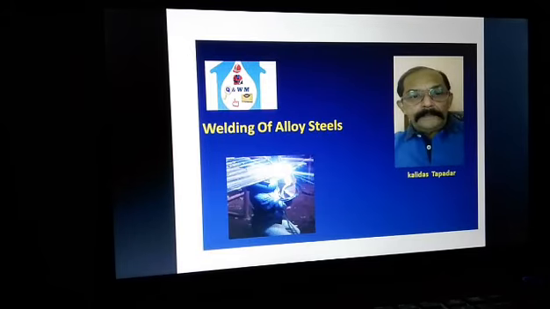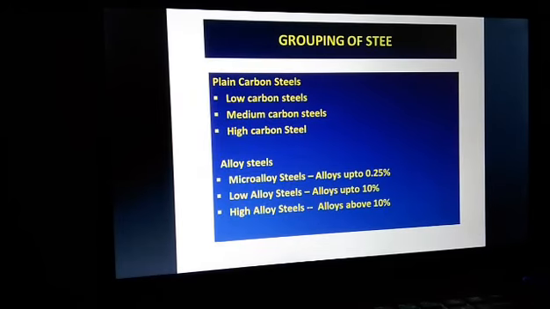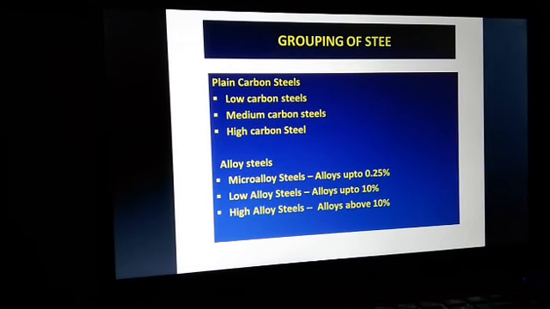Today we are discussing welding of alloy steel. Group of steel: plain carbon steel, low carbon steel, medium carbon steel, high carbon steel. Alloy steel: micro alloy steel, alloy up to 0.25%. Low alloy steel, alloys up to 10%. High alloy steel, alloy above 10%.